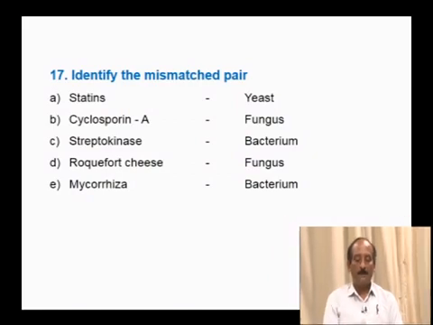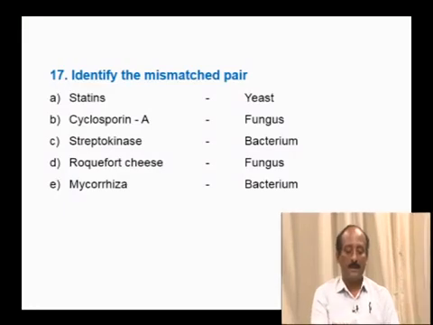Statins are obtained from the yeast only, that is correctly matched. Cyclosporin A is obtained from a fungus only. Streptokinase is again obtained from bacteria. Roquefort cheese is ripened and also increases aroma by the fungus, but mycorrhiza is the biocontrol agent. It is a fungus but not a bacterium. Hence this one is not correctly matched. Hence the correct answer for this question is option E.